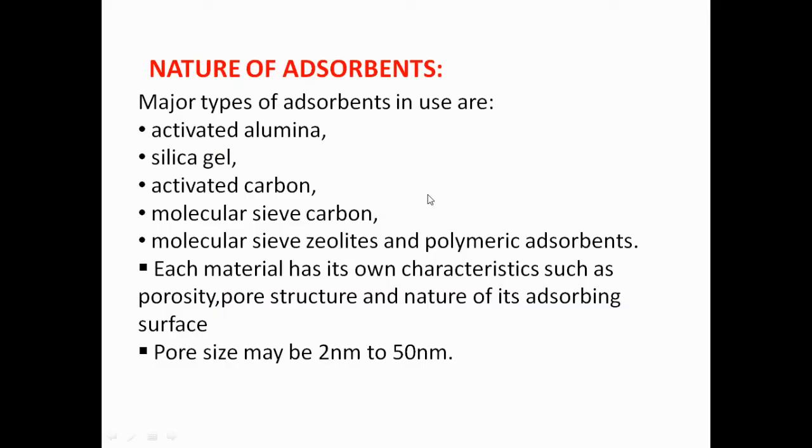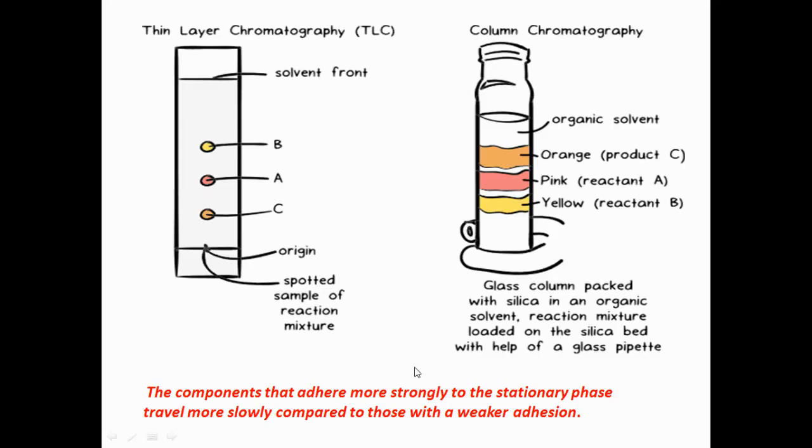The nature of adsorbents. The different types of adsorbents that we can use are activated alumina, silica gel, activated carbon, molecular sieve carbon, and zeolites. All these can be used as adsorbents which act as the stationary phase. The pore size of these adsorbents should generally be 2 nanometers to 50 nanometers.